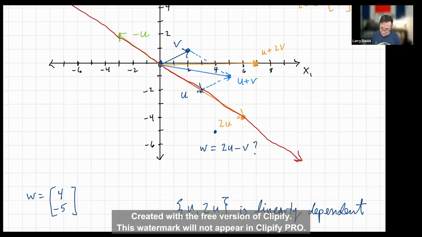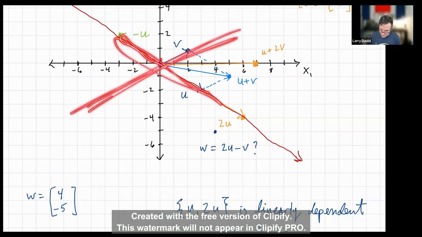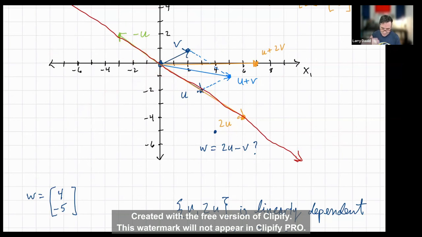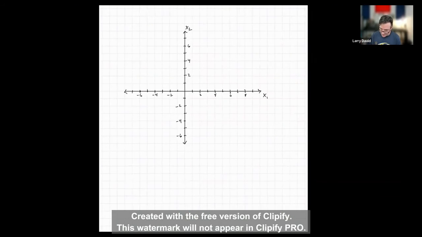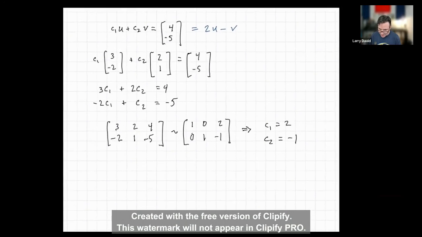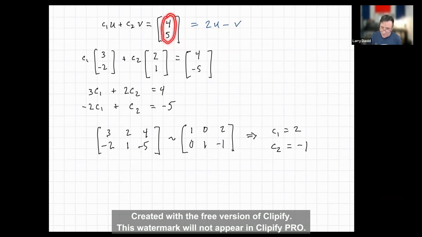But if I'm allowed to move in directions that are not on the same line, even if they're not at right angles to each other, if I'm allowed to move this way, and also this way and this way, I can get anywhere on the plane. And algebraically, we can see that because it doesn't matter what I put here. I could put any numbers here. When I row reduce this matrix, my pivots are going to be here and here. So it doesn't matter what these numbers are. I'm never going to get pivots here.